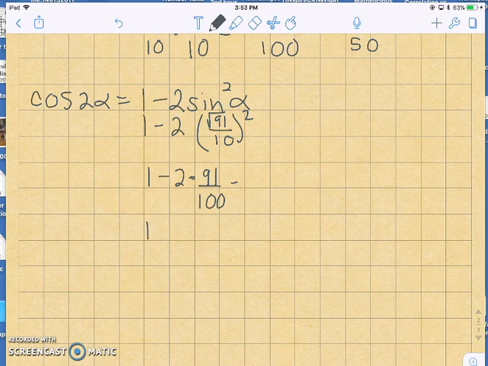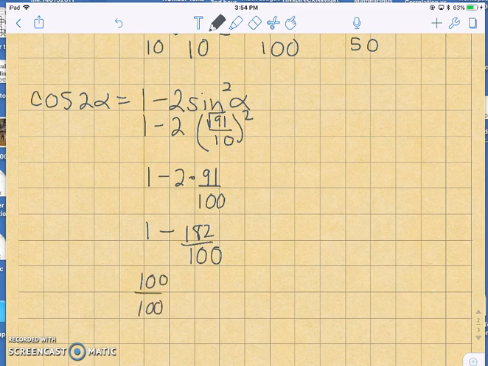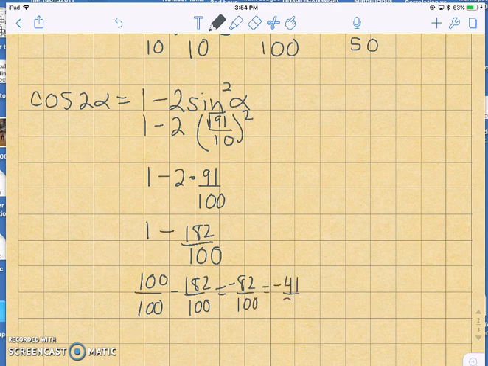So that's 1 minus 2 times 91, 182 over 100. To subtract, we have to have a common denominator. So 100 over 100 minus 182 over 100. That would be negative 82 over 100, which reduces down to negative 41 over 50.